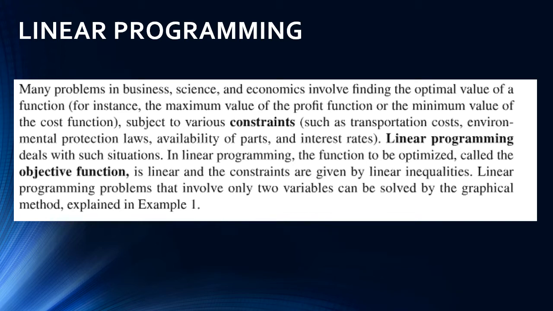In linear programming, the function to be optimized is called the objective function. It is linear, and the constraints are given by linear inequalities. Okay? Linear programming problems that involve only two variables can be solved by the graphical method explained in example 1 that we already did. So when we only have two variables, we're going to use linear programming using the graphical method about how to find that area.